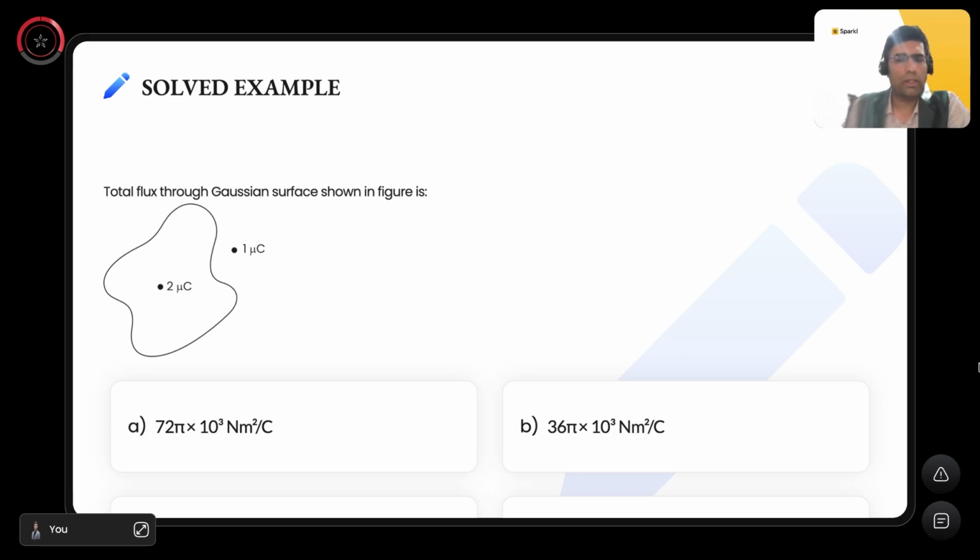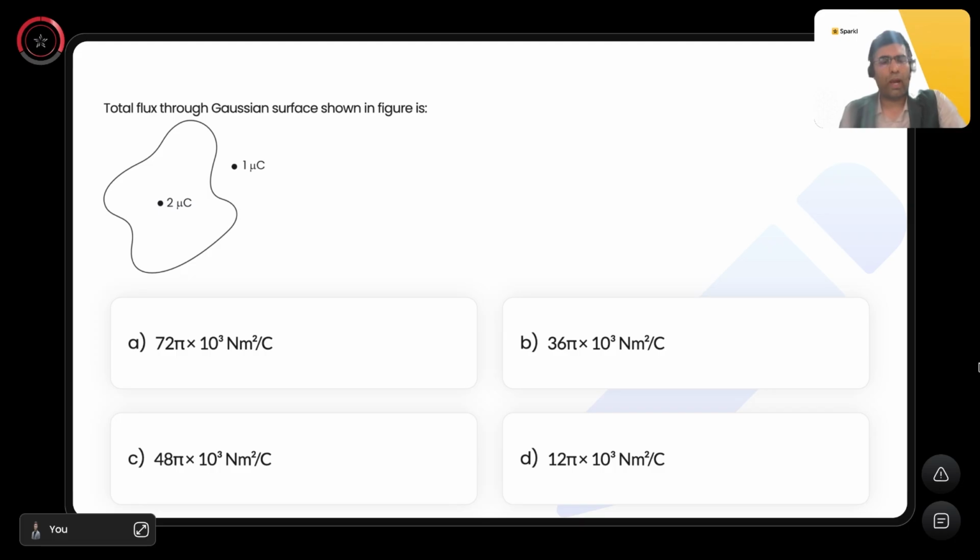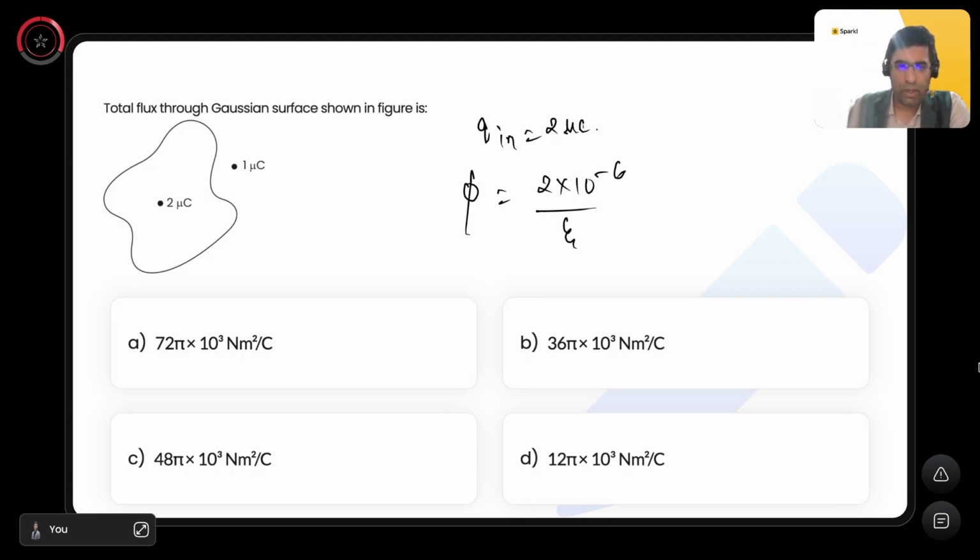Total flux through the Gaussian surface. Again, a very basic problem, but you have to remember it. We know that when there is a closed surface, the flux due to outside charge is zero. The net flux due to outside charge is zero. Flux is only considered due to inside charges. So Q inside over here is 2 microcoulomb. So flux will be 2 into 10 to the power minus 6 upon epsilon naught.